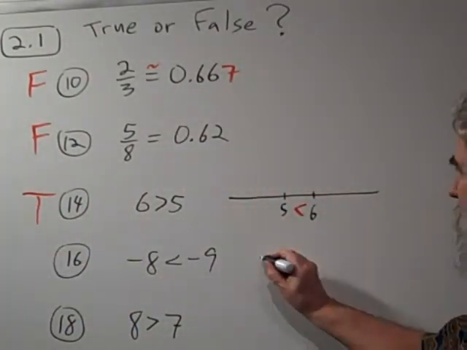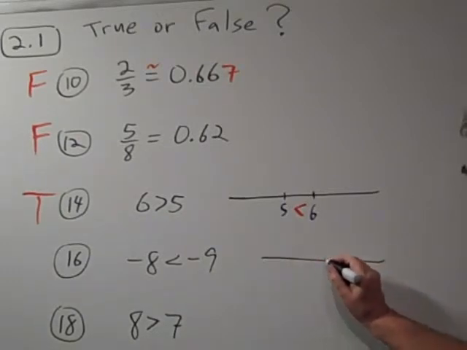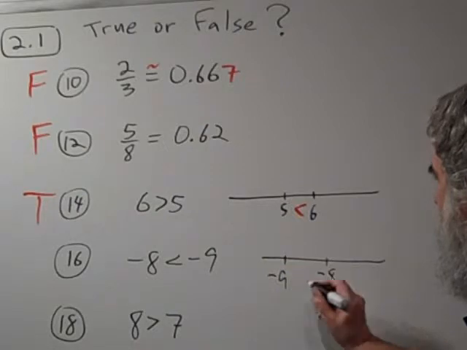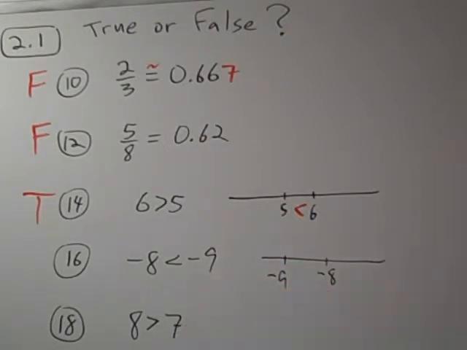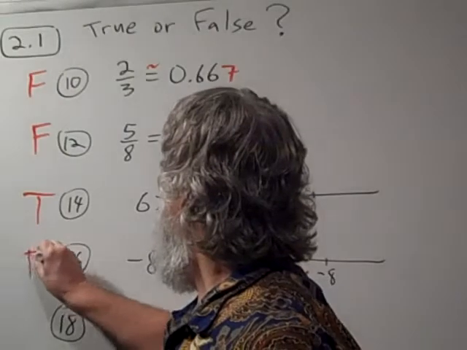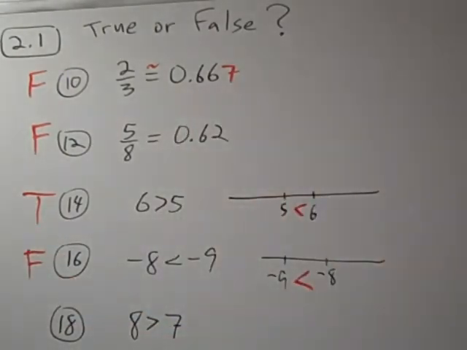Let's look on the number line for -8 and -9. -8 is to the right of -9 on the number line. They keep getting smaller as they go to the left. Now, because -8 is to the right of -9, -8 is bigger than -9. This says -8 is smaller than -9, so this is false. -8 is bigger.